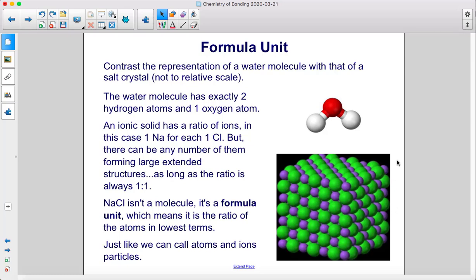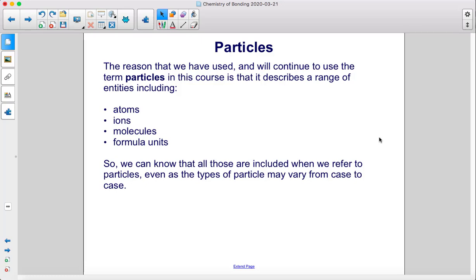Sodium chloride isn't a molecule, it's a formula unit, which means it is the ratio of the atoms in lowest terms, just like we can call atoms and ions particles. The reason that we have used and will continue to use the term particles in this course is that it describes a range of entities, including atoms, ions, molecules, and formula units. So we can know that all those are included when we refer to particles, even as the types of particle may vary from case to case.